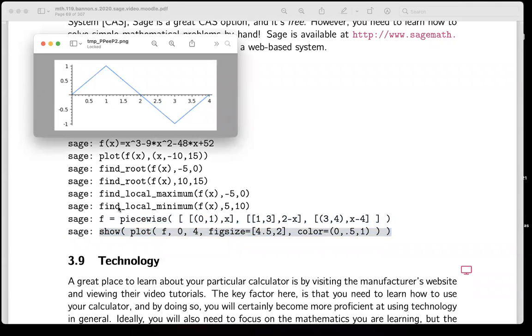I want to tell you what I'm looking at. I'm looking at a picture of f. What's f? Between 0 and 1, it's a line y equals x. Well, I see that. Between 1 and 3, it's a line 2 minus x. I see that. And between 3 and 4, it's a line x minus 4. And I see that line segment. All right, not bad. We can do that.